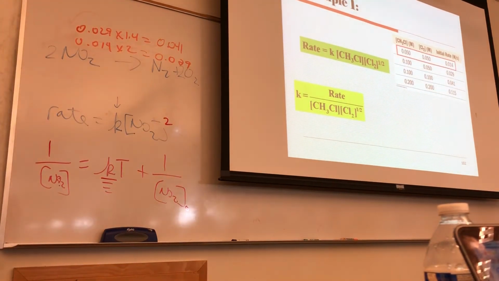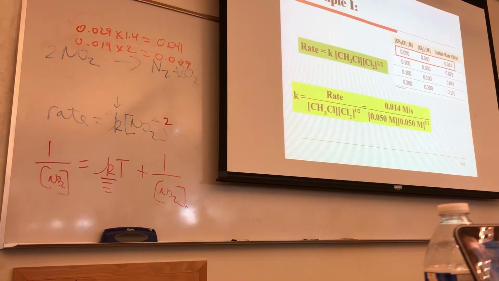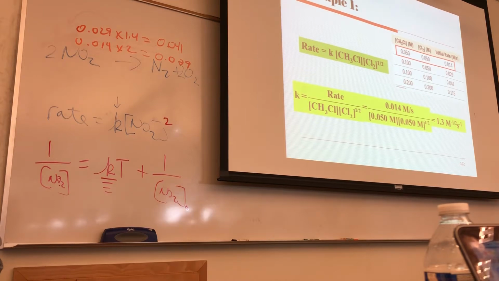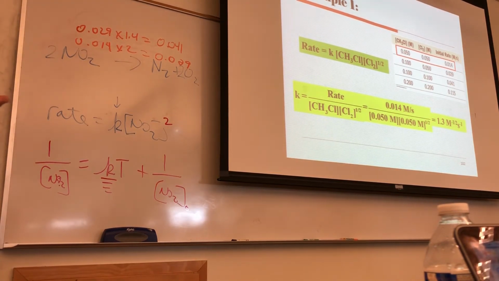Probably use the first one just by convention. There you go, 1.3 molar to the negative 1/2 and seconds to the negative 1. And that's my k. This is very similar to what we did earlier, except now we have a little bit more knowledge, and you just have to know when to apply that knowledge depending on what the question's asking.